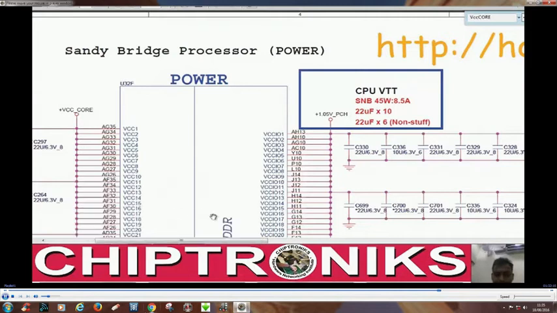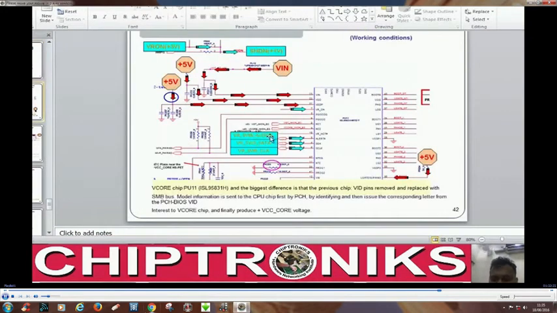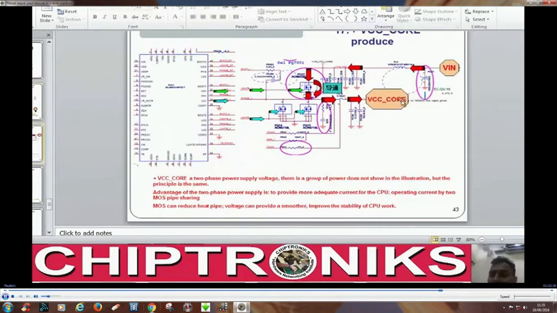So this VRON, you can see here, this SVID alert, data and clock is provided by the processor to the core voltage regulator. After getting this data from the CPU, this voltage regulator will calibrate and will generate the proper core voltage, that is VCC core.